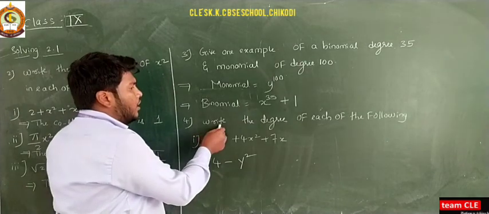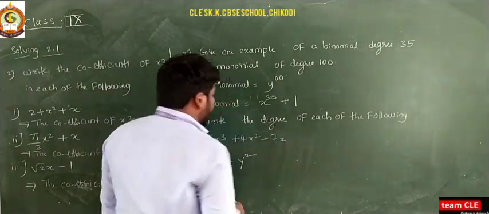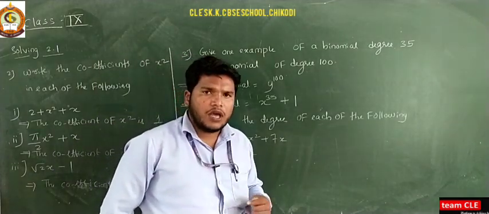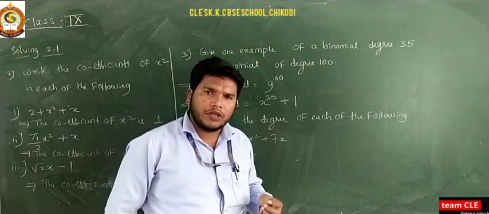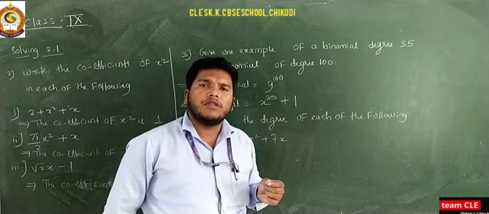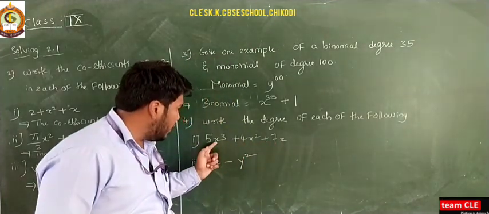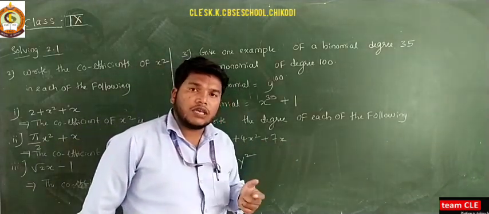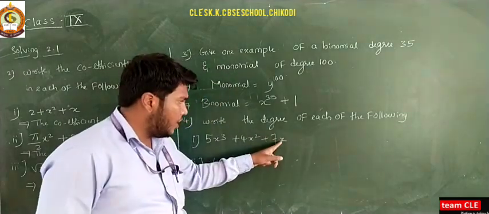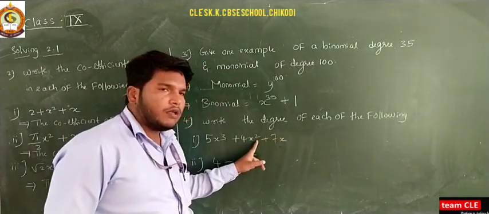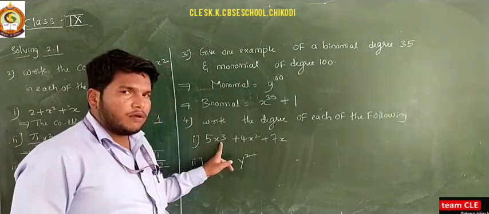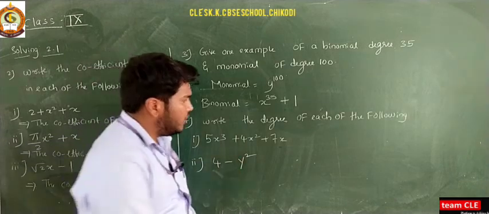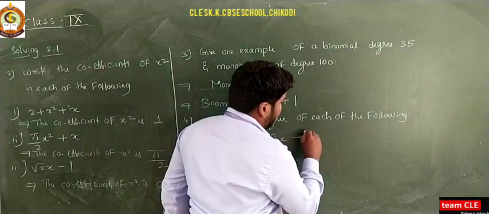Next we have: write the degree of each of the following. For the degree of the following, you should know the definition. The degree of a polynomial, as you studied in a previous video, is the highest degree of the variable. The terms here are x cube, x square and x. In these you have to see the highest power. Here the power is 1, here it is 2, here it is 3. So the degree of the polynomial is 3.